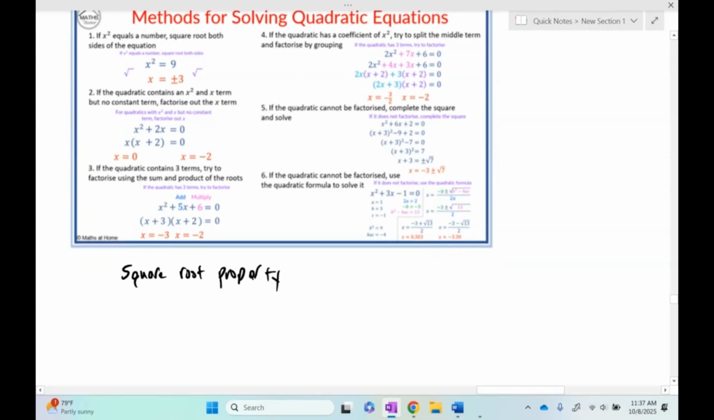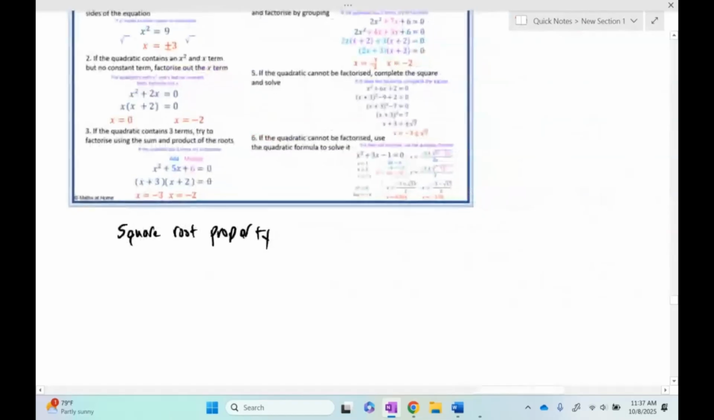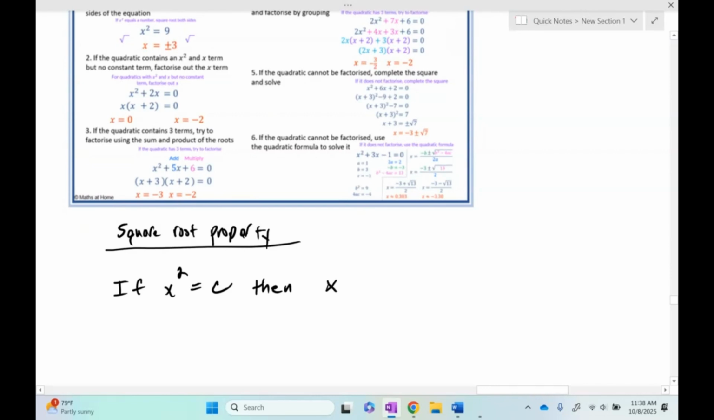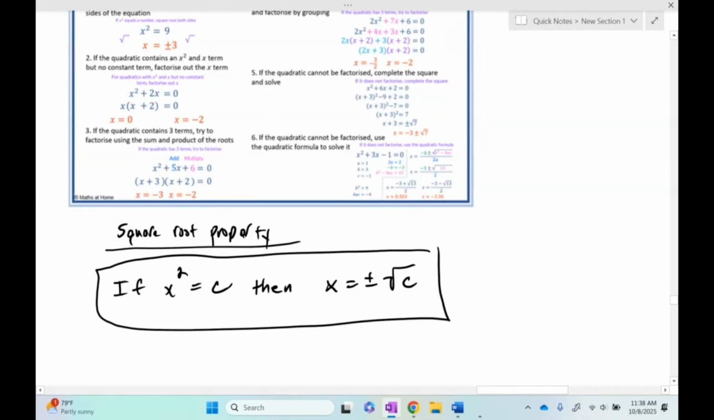And the square root property says if x squared is equal to c, then x is equal to plus or minus the square root of c. In order to use this square root property, you must have a certain form.